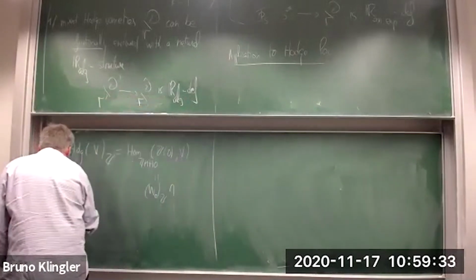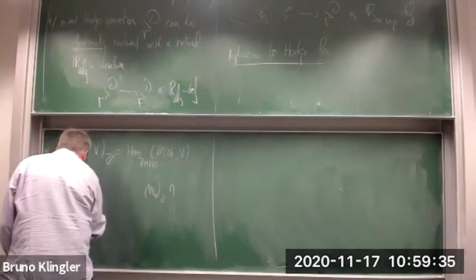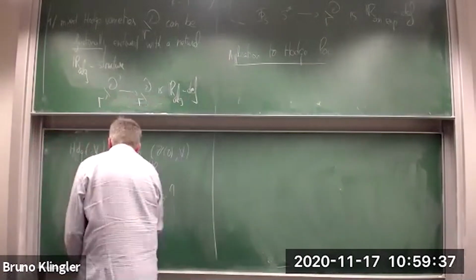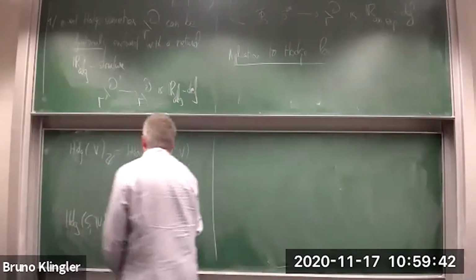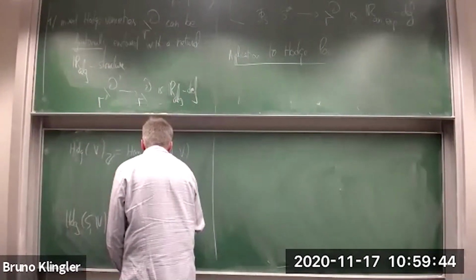So what is the Hodge locus for S, V? Well, this is a set of points s in S, such that you have exceptional Hodge tensors.